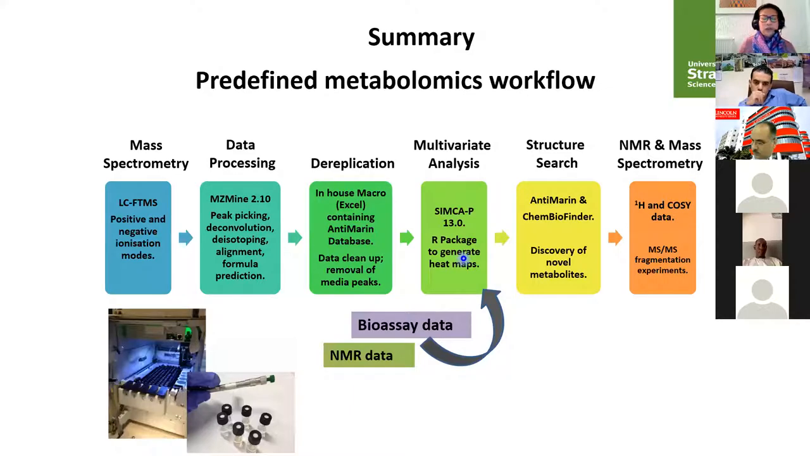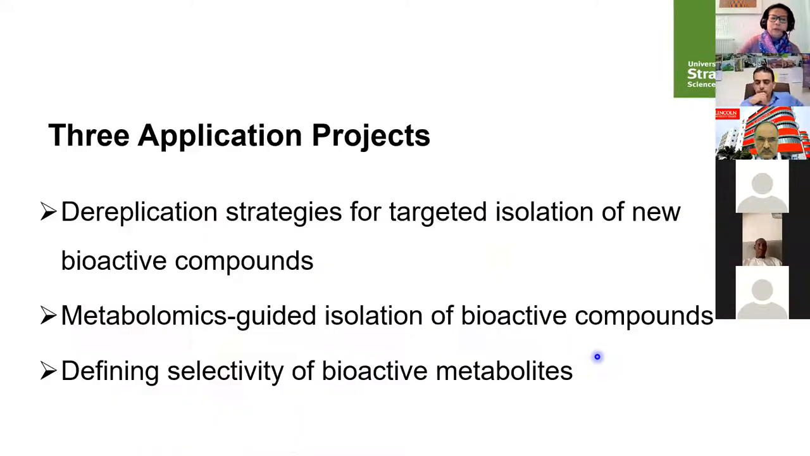Multivariate analysis will also answer the question, what is the best fermentation method when we're dealing with different microorganisms? So once we have made the decision here, which strain we're going to further scale up or further isolation work, then we could now do our structure search and finally elucidate our bioactive metabolite. So that is our metabolomics workflow.